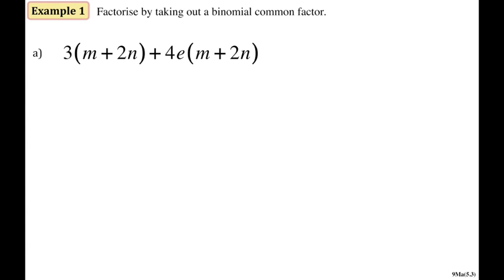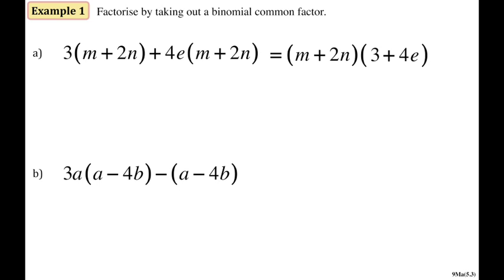Let's have a look. Each term contains a common bracket. So let's try taking out the common bracket. The common bracket gets written down. Then we put our leftovers in our second bracket. And what are the leftovers that we didn't put out the front in our common bracket, because it was m plus 2n happening twice? There's a 3 and a plus 4e. So 3 plus 4e goes in my leftover bracket and we are finished.